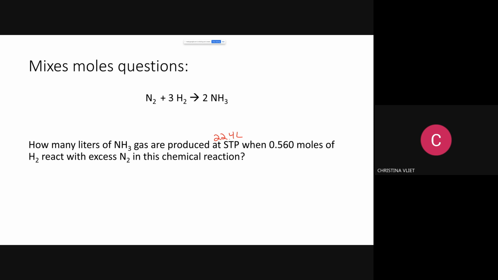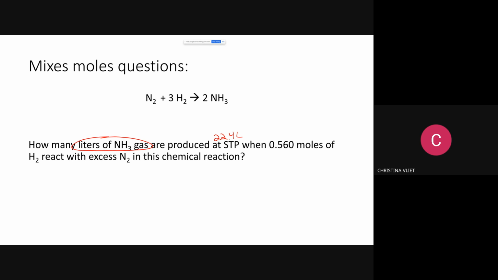So in this course, we are only looking at standard temperature and pressure. It's not a problem. It's perfect. All right, so this is what we're looking for. How many liters of NH3 gas? That's our question, right? At STP, so that means we know we're going to have to use this number.